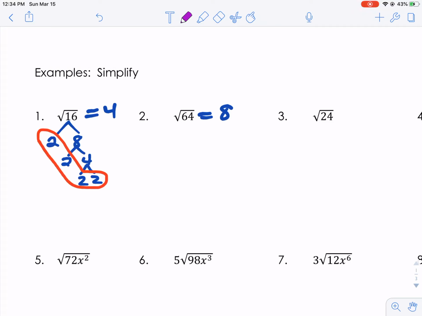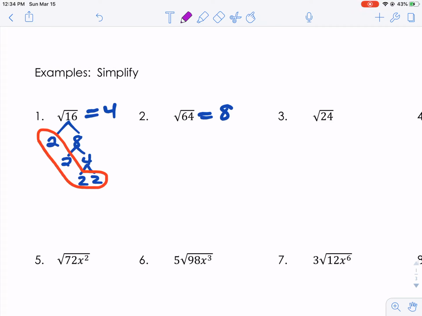And for every group of 2, one of them is going to come on the outside of the radical. So I'm going to cross that group out and bring a 2 on the outside. I'm going to cross this group out and bring a 2 on the outside. And everybody who ends up on the outside ends up getting multiplied together. And 2 times 2 makes 4, which of course we already knew.